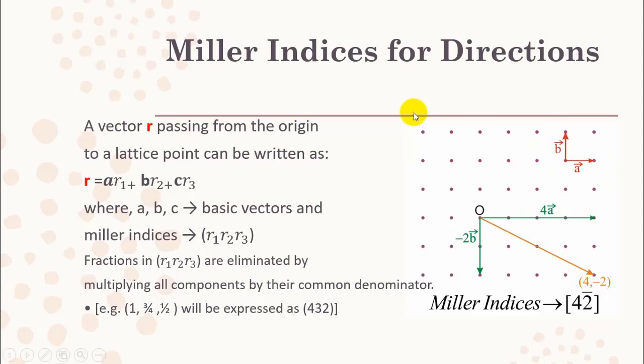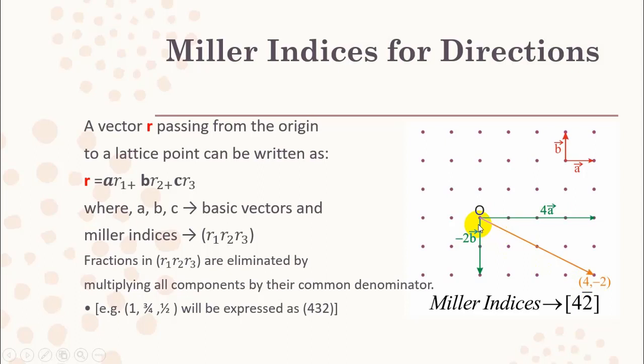Let's take a random point O as the origin. We have another point represented by the coordinate 4, -2. The direction represented by these two points can be denoted by the Miller indices.